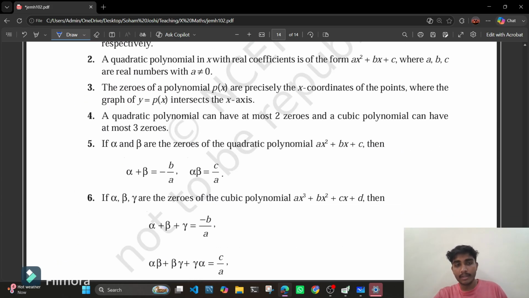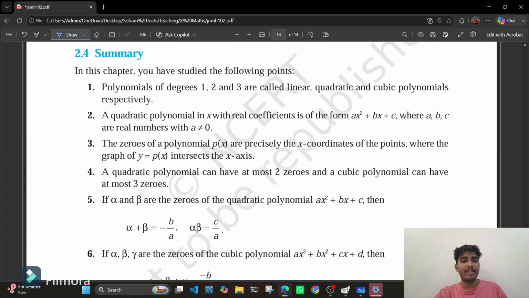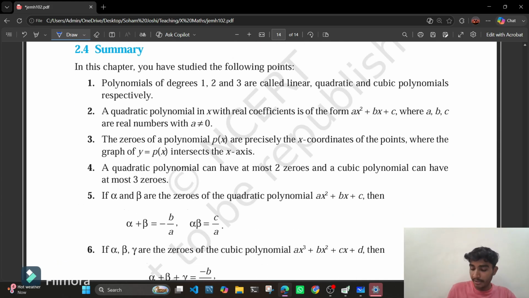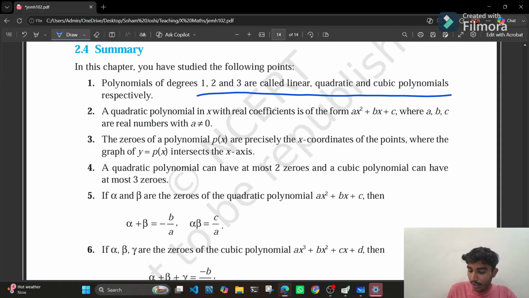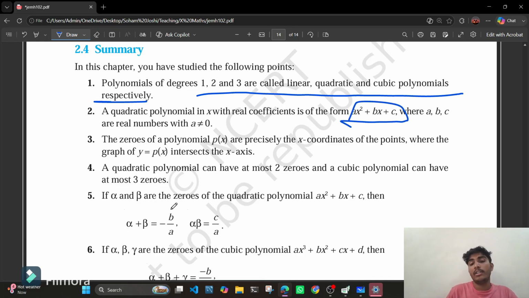So yeah, I guess we are done with the chapter. To summarize the chapter quickly, I'll just read it out. Polynomials of degree 1, 2, and 3 are called linear, quadratic, and cubic polynomials respectively. A quadratic polynomial in x with real coefficients is of the form ax square plus bx plus c, where a, b, c are real numbers and a is not equal to 0.